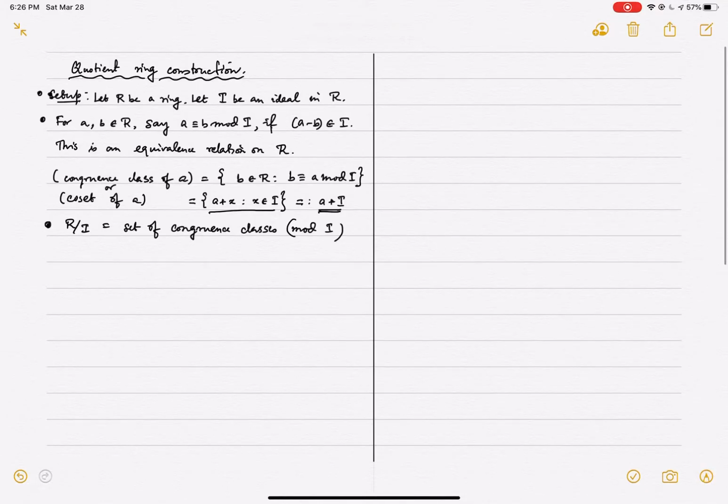Last time we defined two binary operations on this set R mod I. One is called plus. The input is an ordered pair of elements from R mod I, and the output is an element of R mod I. And the other one is called dot. Again, the input is an ordered pair of elements from R mod I. The output is an element of R mod I. We define these two operations as follows.